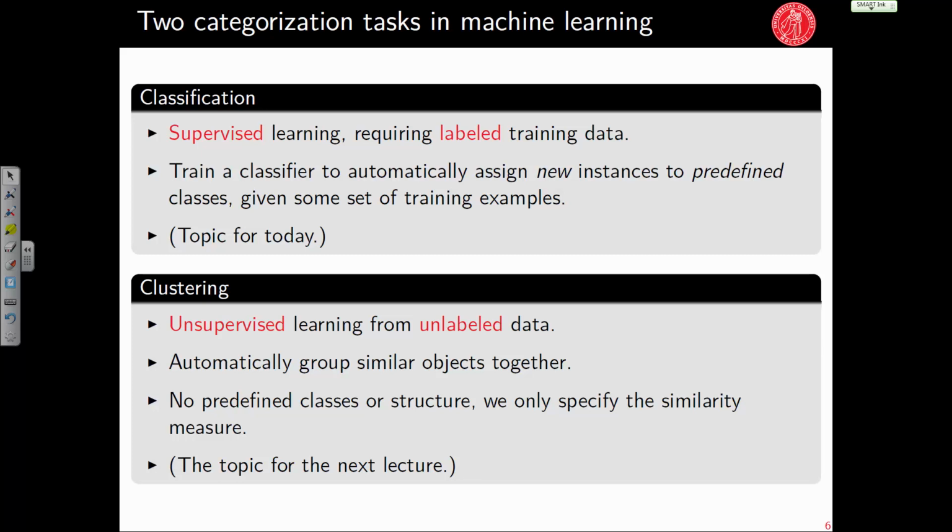So the main distinction here is that clustering is unsupervised, with unlabeled data, while classification is supervised, with labeled data.